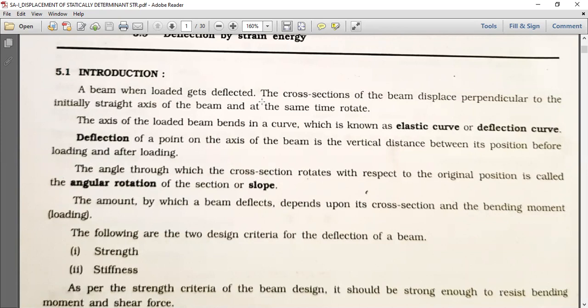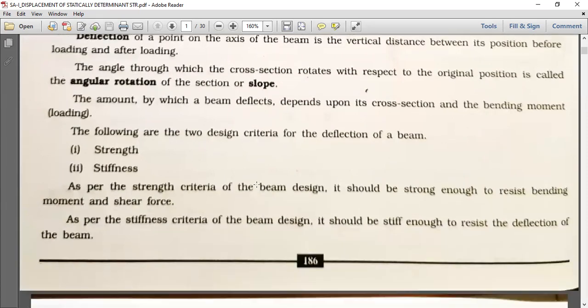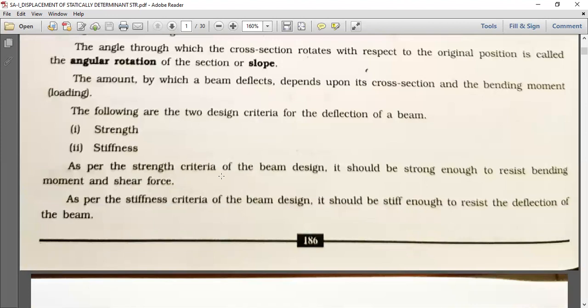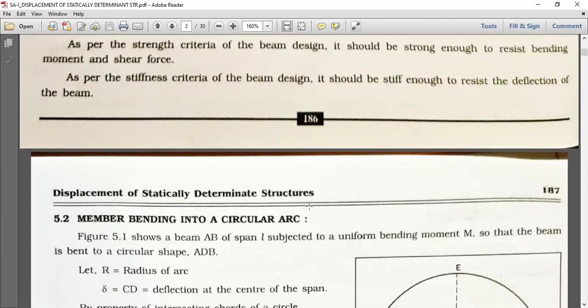The following are the two design criteria for the deflection of a beam: strength and stiffness. As per the strength criteria of the beam design, it should be strong enough to resist bending moment and shear force. As per the stiffness criteria of the beam design, it should be stiff enough to resist the deflection of the beam.